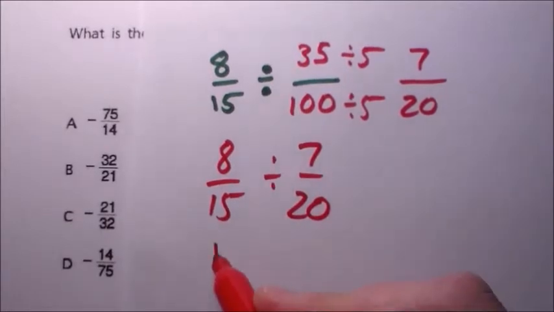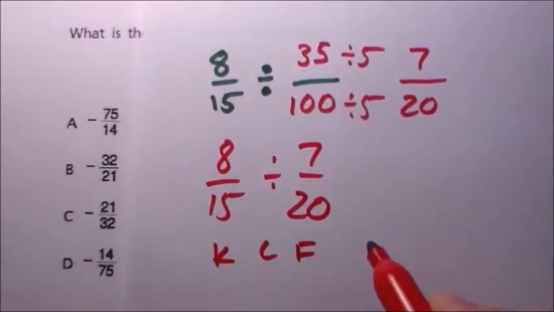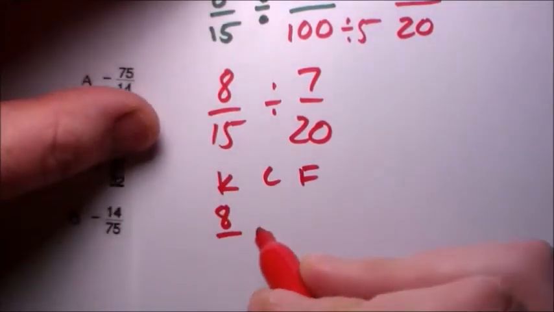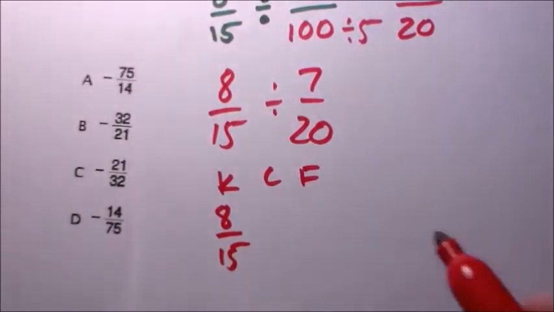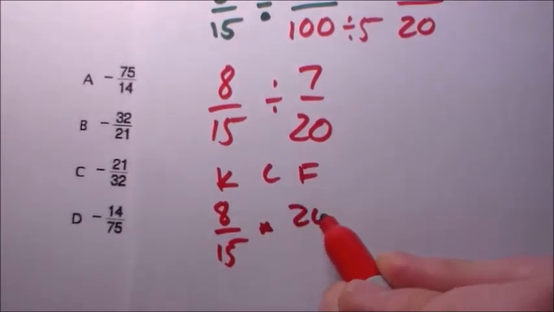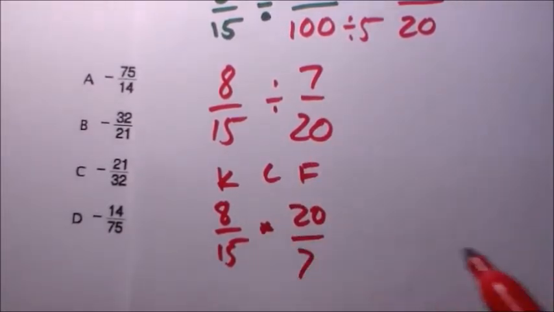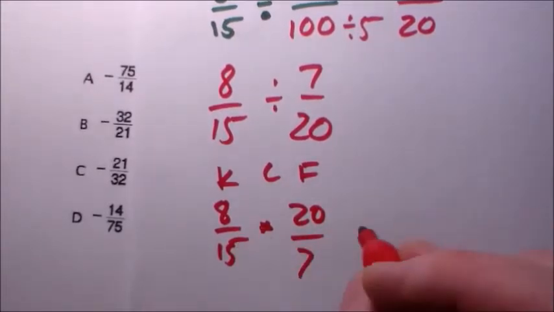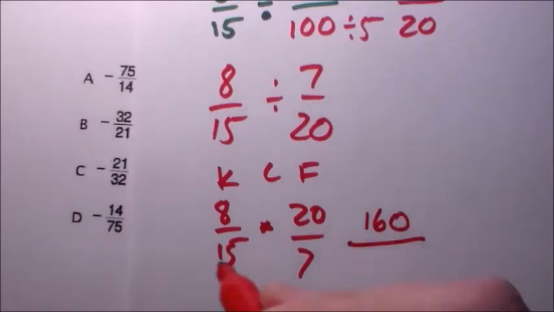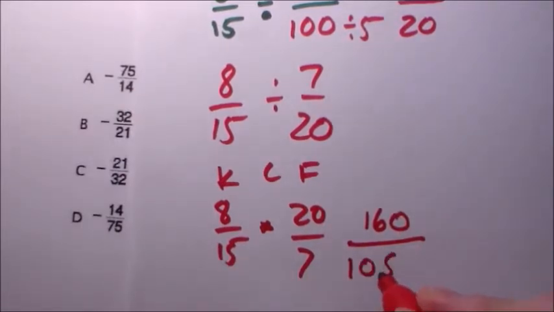We can just run our algorithm of keep, change, flip. So we're going to keep 8/15. We're going to change the division to a multiplication. We're going to flip 7/20 to 20 over 7. And we can multiply on through. And we get 160 over 105.